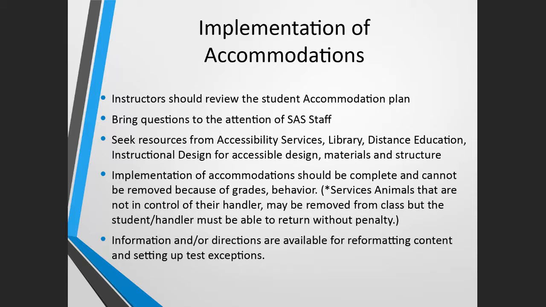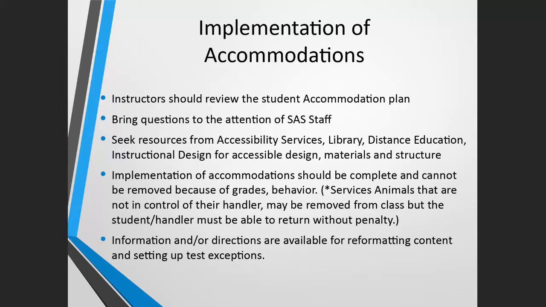So implementation of accommodation should be complete and not be removed because of grades or behavior. So we can't punish a student or remove their accommodations at any point in time. So whether they're passing, they're failing, they have access to their accommodation plan. Now, if they violate the code of conduct, the standard code of conduct still applies to students with accommodation plans. So that was a whole other issue, but we can't remove the supports from an accommodation plan for any reason.